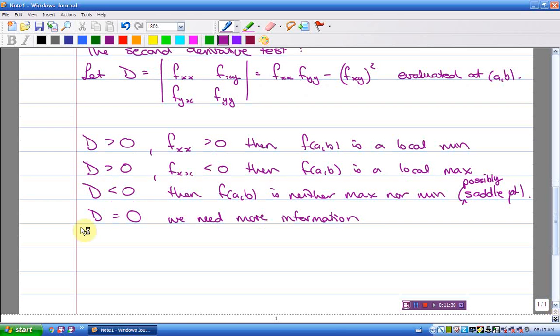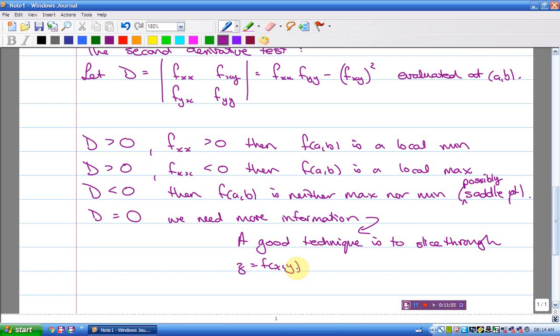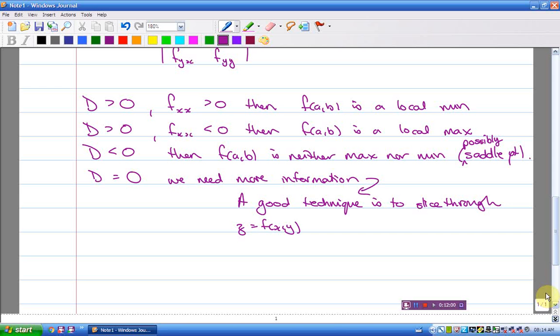And for this, a good technique to get more information is to slice through our surface with some quite carefully chosen surface. You can be quite strategic about this by looking at the formula for your surface and thinking, wouldn't it be nice if that term disappeared, or if we were able to add those two terms together, and you choose your intersecting surface quite strategically.